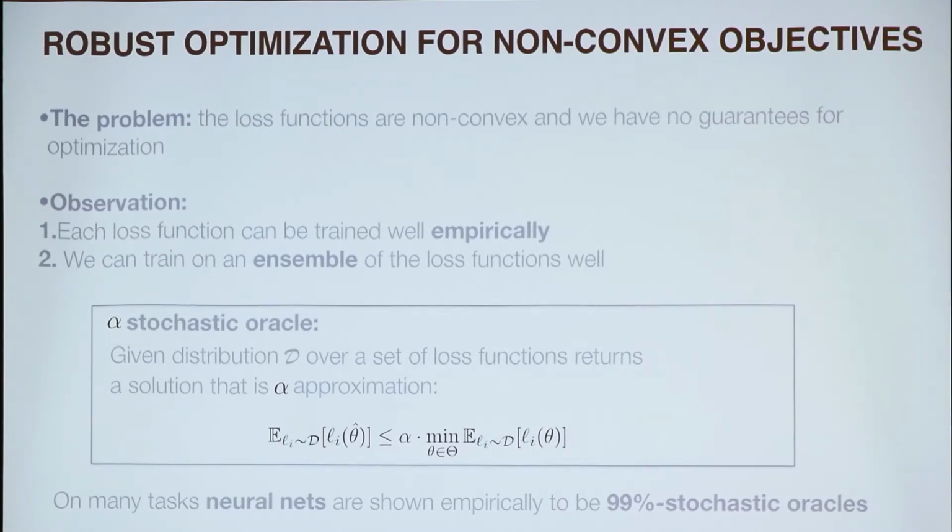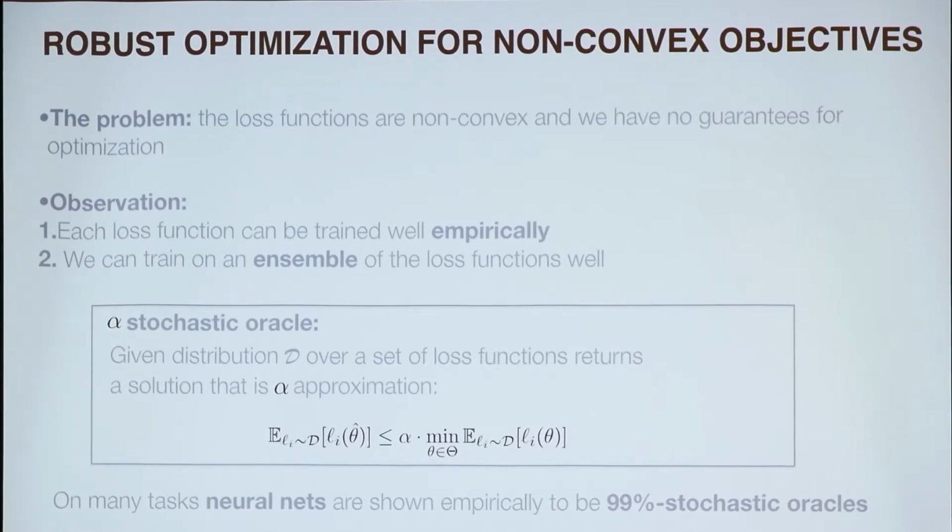So again, the main problem is that all your loss functions, the ones that we care about and that are used in deep learning, none of them are convex. So the question is, what sort of guarantees would we be able to give in this sort of context? One simple observation is that all these loss functions can be trained well empirically. We don't know how to prove that we know how to optimize them, but empirically we see that they give us some sort of high accuracy.